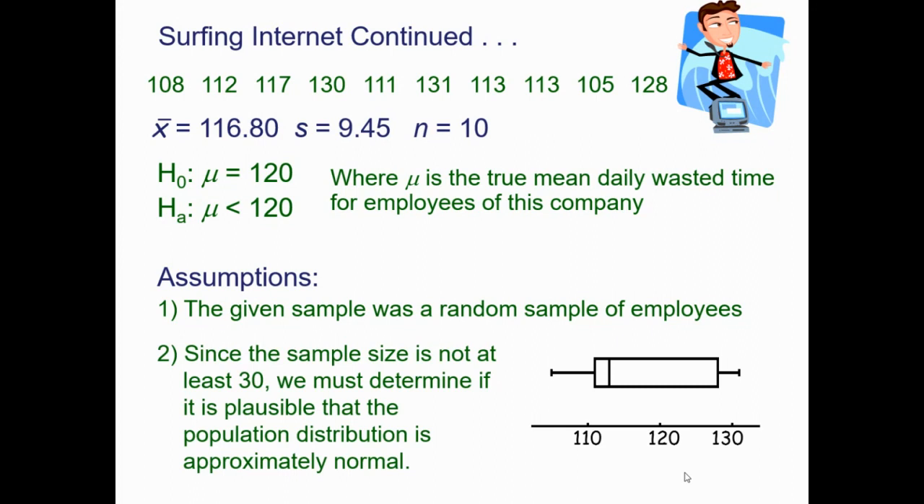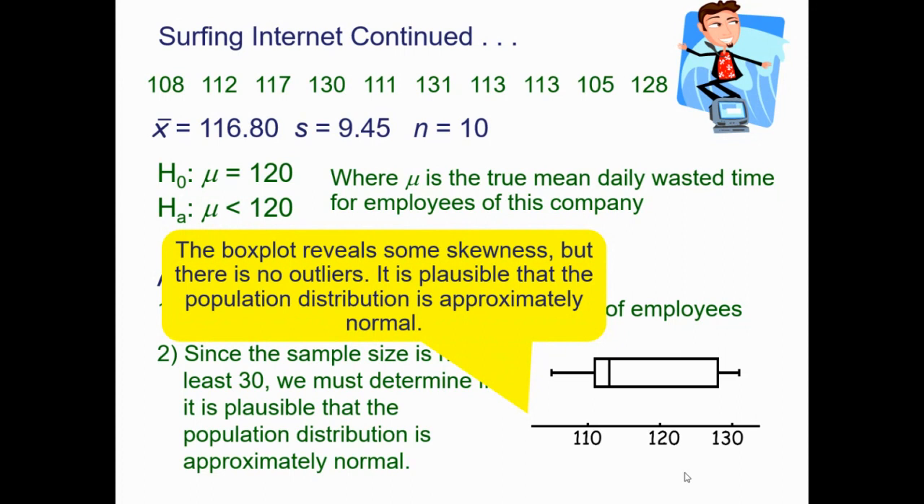What do we notice about this box plot? It's not completely symmetric, but we can still say it's plausible that it's normal. There are no outliers, so it does have some skewness. But maybe if we get a bigger sample, it could be normal. If we had unlimited time in the world, we would probably want to do a normal probability plot too, just to double check. The box plot does show some skewness.